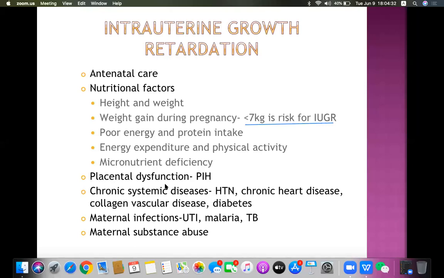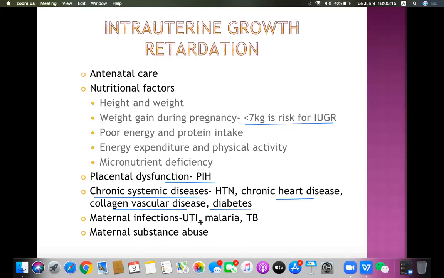On the other hand, placental dysfunction, we have studied this topic in detail. This is a very important topic in obstetrics, PIH, okay? It will definitely give rise to an IUGR baby because the amount of blood flow towards the baby from the placenta will be less. If the mother is suffering from a chronic systemic disease like hypertension, chronic heart disease, collagen vascular disease like SLE, and even long-term diabetes, yesterday we talked about this, chronic diabetes like type 1 or type 2, then also there is a high chance of IUGR baby birth.